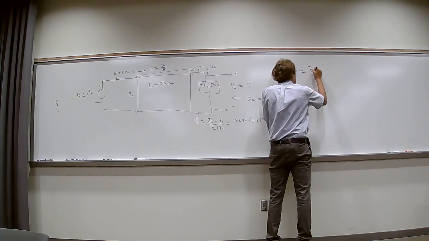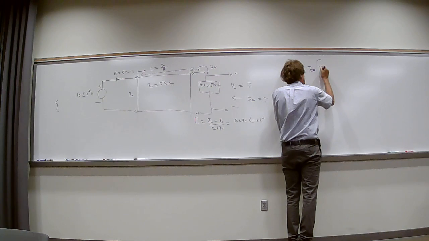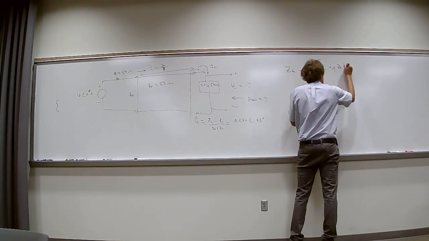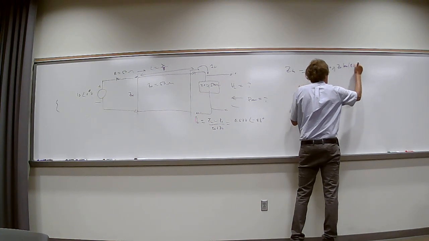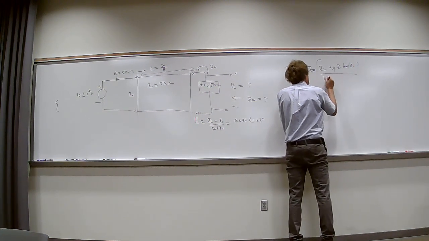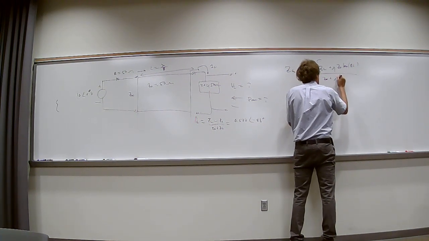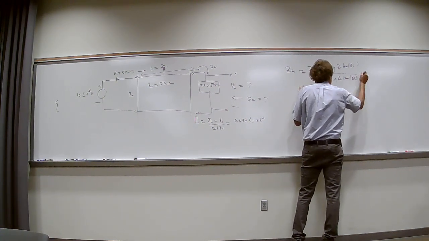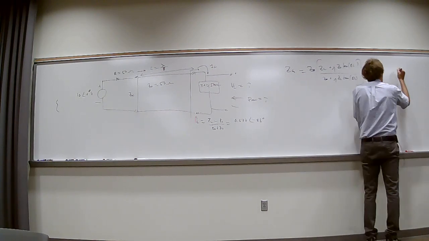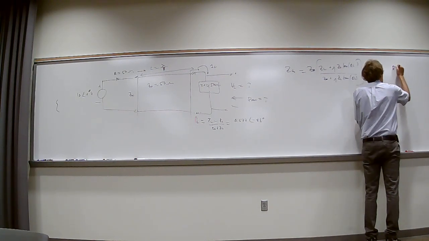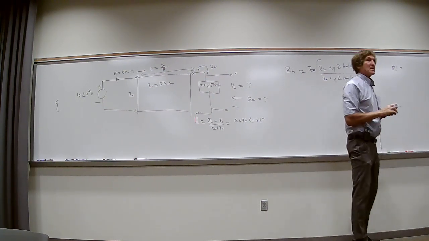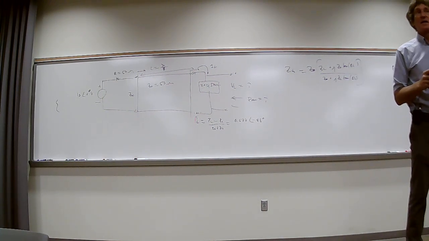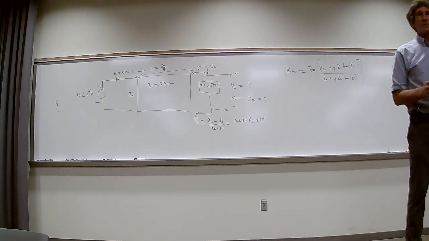Z0 is the characteristic impedance of the line. This is ZL, a complex number, plus JZ0 tangent of beta L, don't do anything yet, over Z0 plus JZL tangent of beta L. Now, some of you remember me talking about beta L being critical, because it gives you the argument of the tangent function, and it will be in radians. Let me say that again. It is not in degrees, it's in radians.